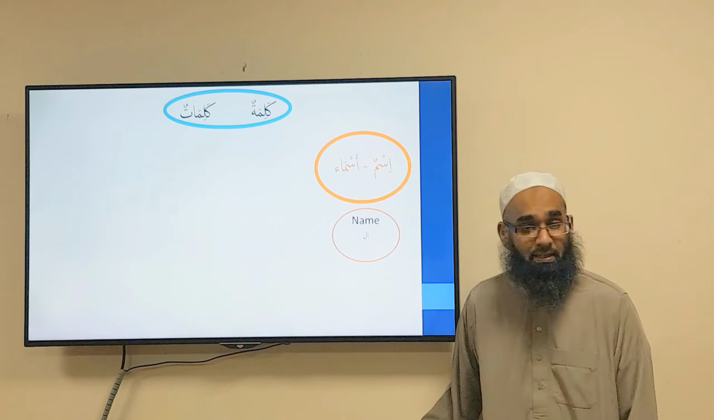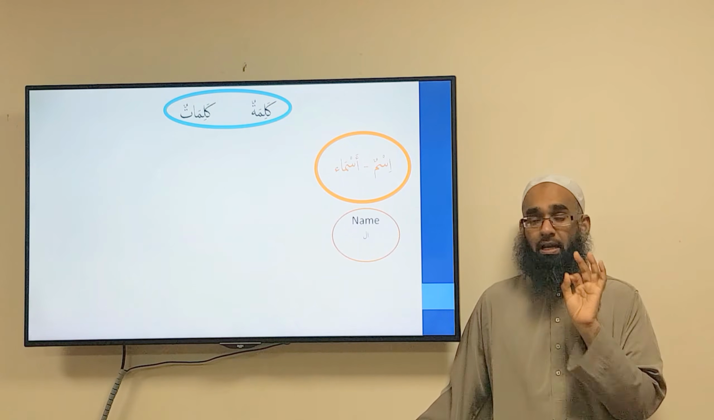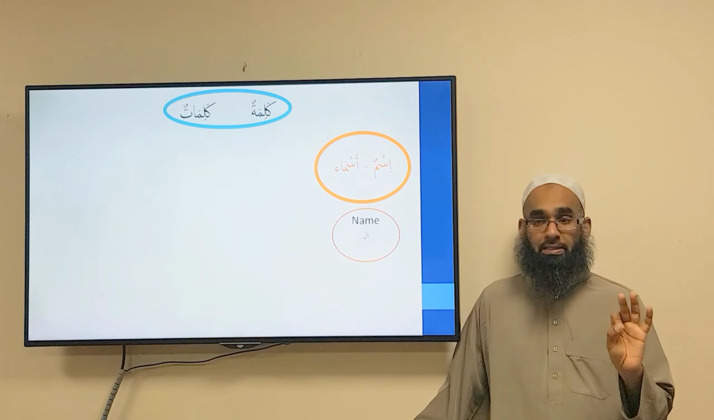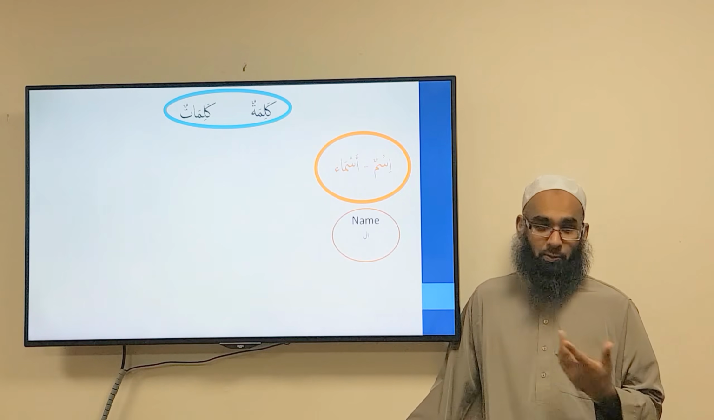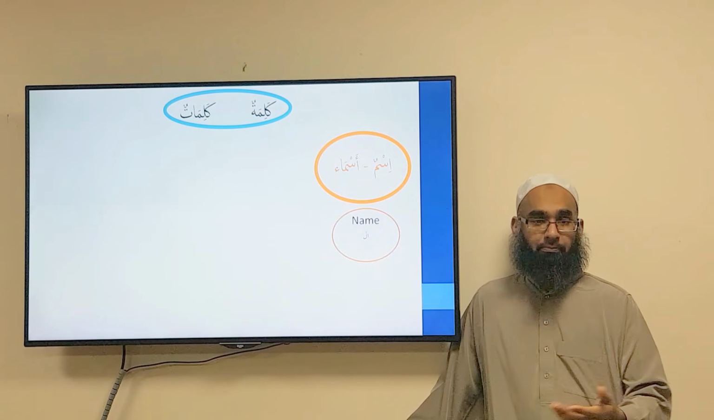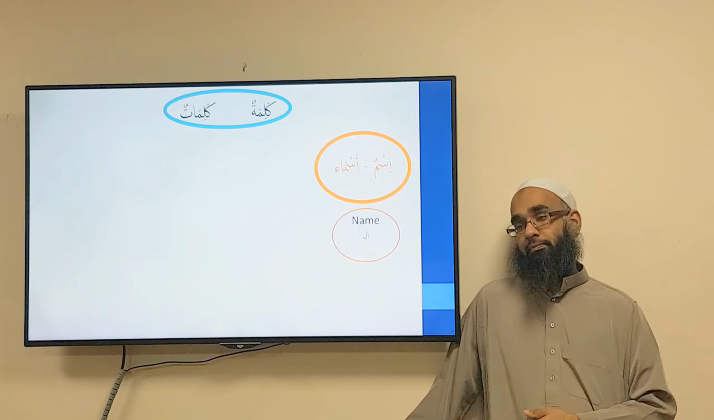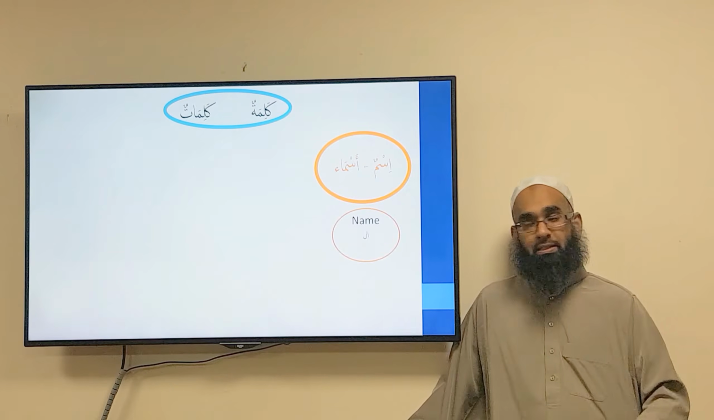Second tip is it has alif lam at the beginning, al. For example, alhamdulillah. So alhamdu is what? Why is it ism? It has alif lam. Ar-rajul, ism, why? Alif lam. Ar-rasul, alif lam. Al-Quran, alif lam. So all of these are going to be ism.